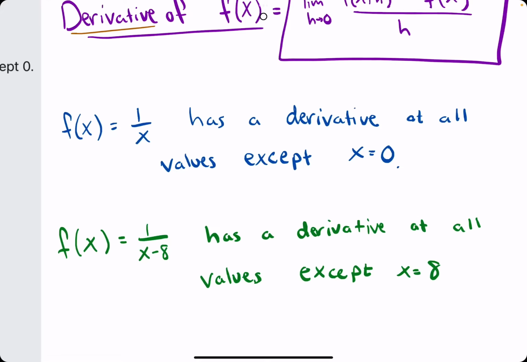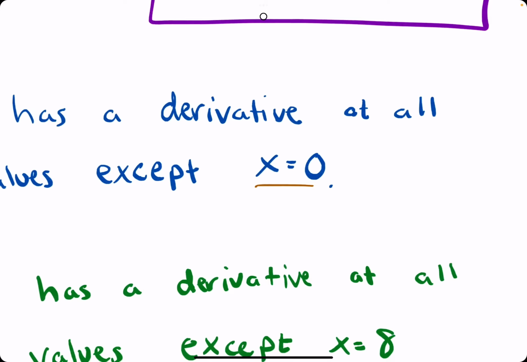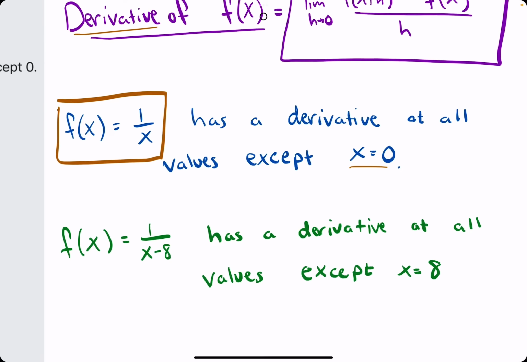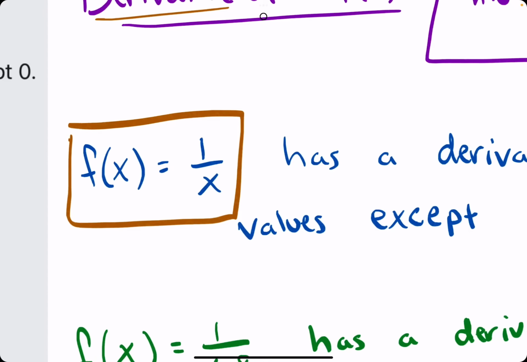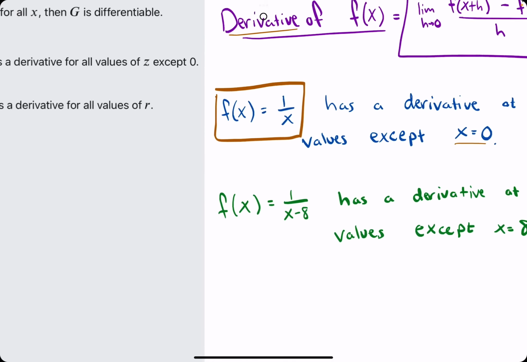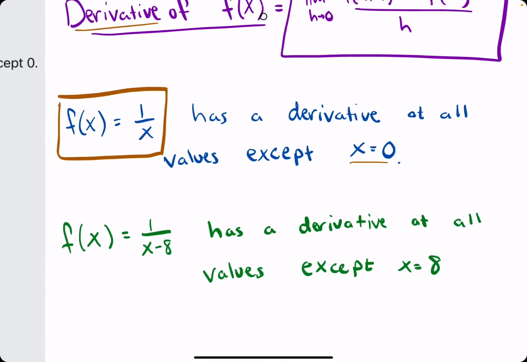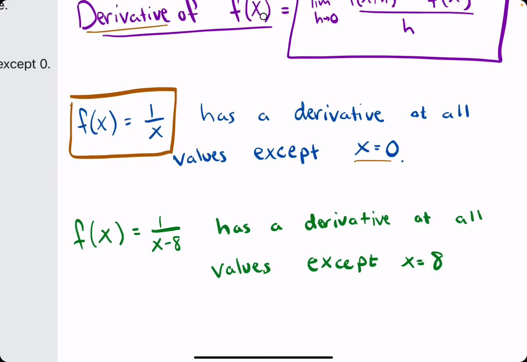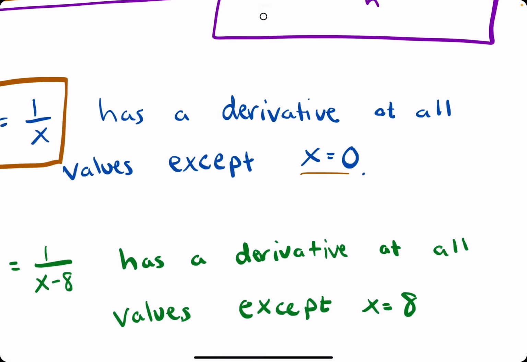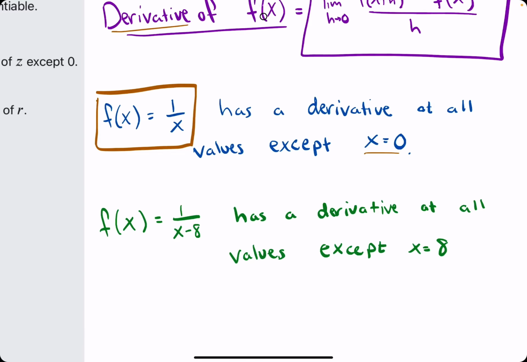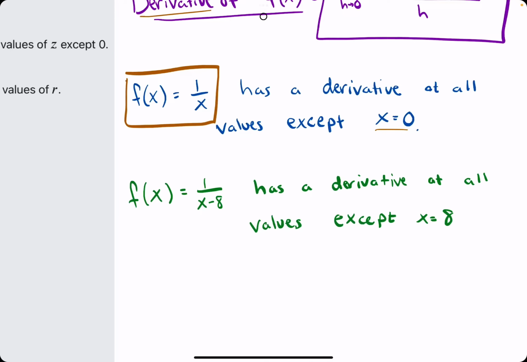Another thing they'll mention is some function has a derivative at all values except something. So this is just an example. If we have the function 1 over x, it will have a derivative at all values except for x equals 0. Why x equals 0? If we plug in x equals 0 here, we'll have 1 over 0, which is undefined. So it's a result of the function being undefined.